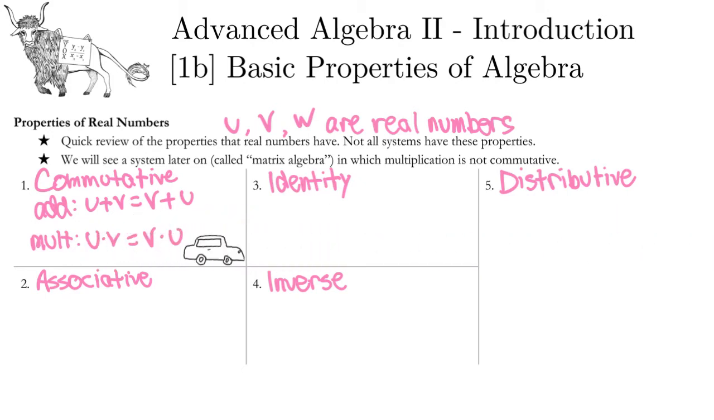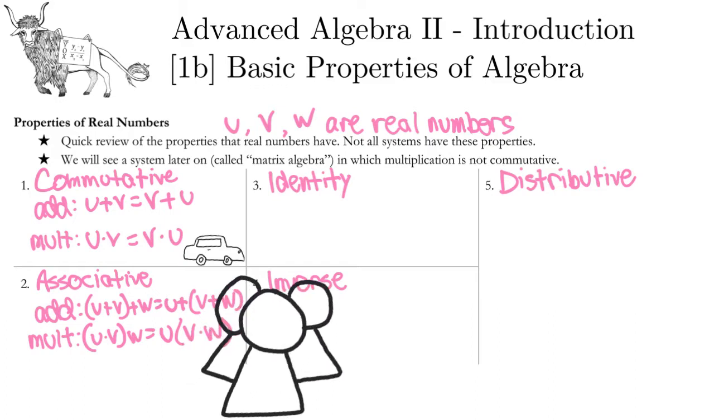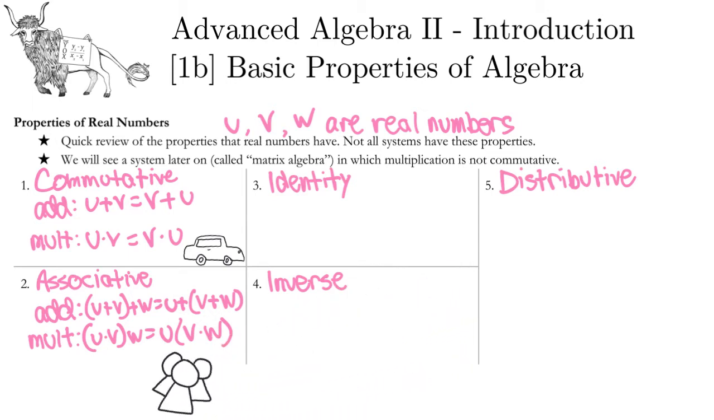The associative property has 2 parts as well, addition and multiplication. The addition one says the quantity U plus V plus W is equal to U plus the quantity V plus W. The multiplication property says quantity U times V times W is equal to U times the quantity V times W. In this property, you could think of the letters or numbers associating with different groups, just like we would in society.